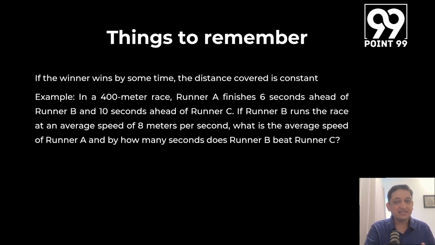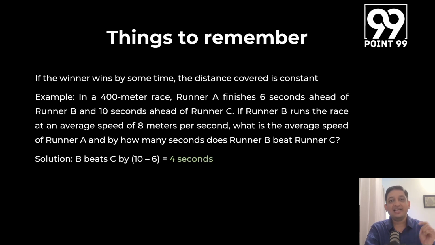Very easy question. Now first thing, if you look at it, we are talking about by how many seconds does runner B beat runner C, which means runner B would have completed the race and now runner B would be waiting for runner C to complete the race. We know that A finishes 6 seconds ahead of B, which means that B would be finishing 6 seconds later and C finishes 10 seconds later, which basically means that B would have been waiting for C for 4 seconds to finish the race, and that's why B would have beaten C by 4 seconds.